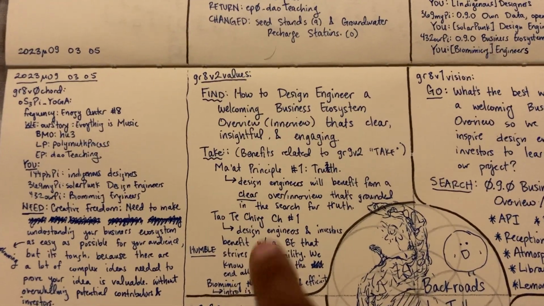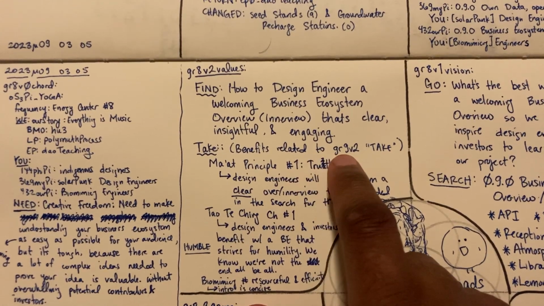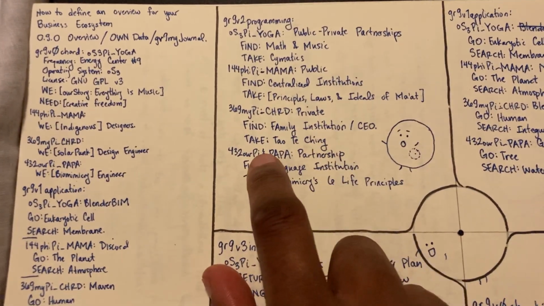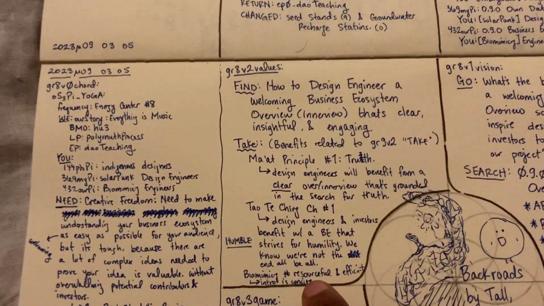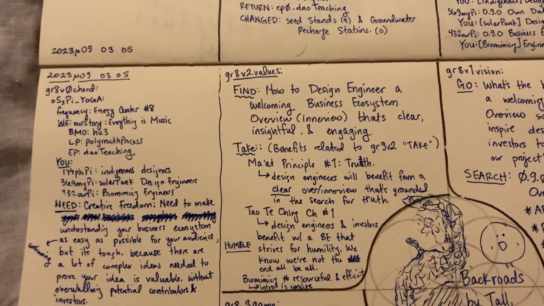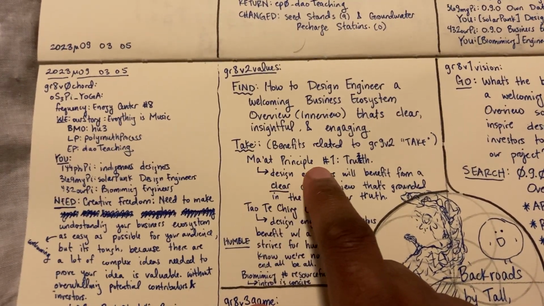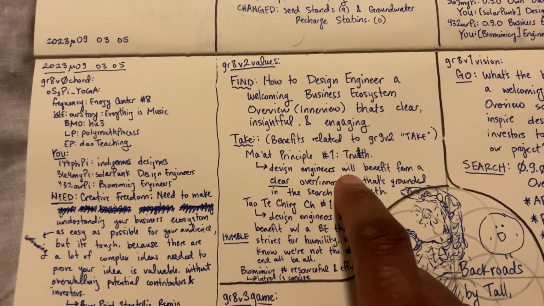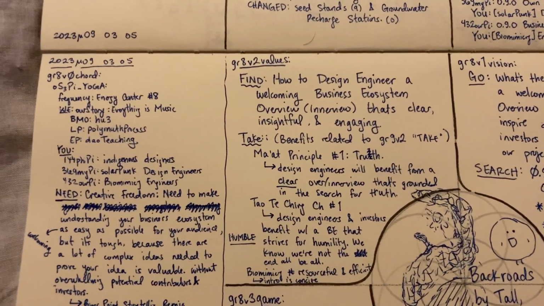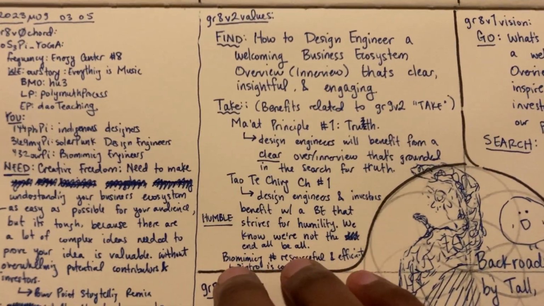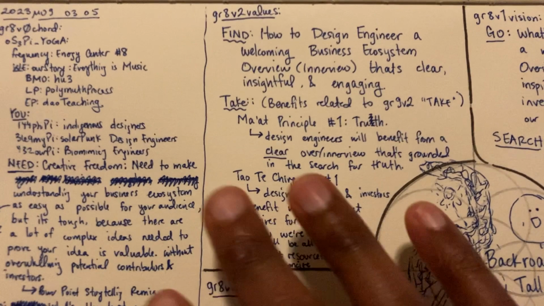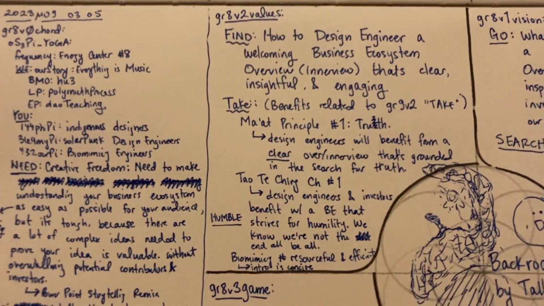Take related to this is really just the benefits related to the Groove 9 verse 2, these different aspects that we added in here. So the principles of Ma'at, the Tao Te Ching, and then the Biomimicry 6 life principles. Can we take the how-to that we're creating and then relate it to one of the main aspects of each of those? So with Ma'at, we're going to be using principle number 1, truth, and saying that design engineers are going to benefit from having a clear overview/interview that's grounded in our search for truth. We think a lot of people and a lot of organizations are just selling themselves in order for people to buy what they're putting out there. Our goal here is to search for what is true. That's one of our values here.